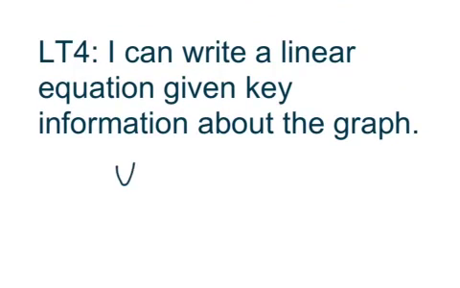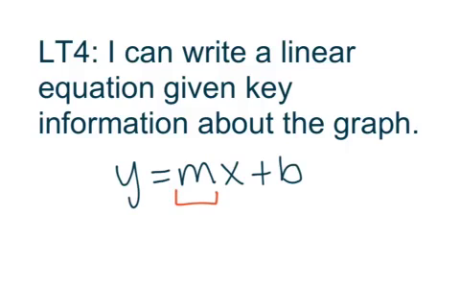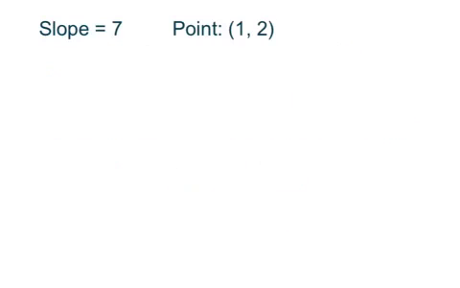So we know a linear equation is y equals mx plus b. In order to write our linear equation, we need to know what the slope of our graph is, which is m, and we need to know what the y-intercept of our graph is. That's our b. And once we have these two values, we can plug them in for these two letters, and that'll write our equation. So one situation that we have is when I give you the slope and a point that's on the line.